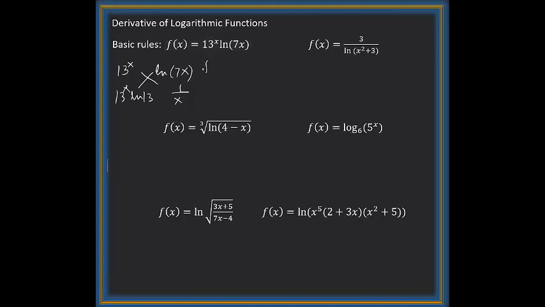So my f prime of x in this case will be, when I multiply like this, 13 to the x over x plus 13 to the x natural log of 13 times natural log of 7x.